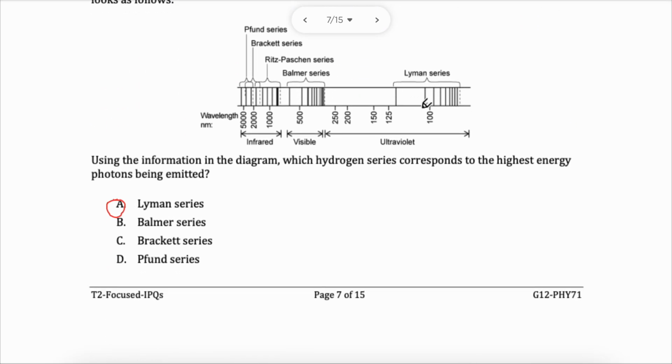This is the relationship. If you have Lyman series, that is ultraviolet light. Lyman series has the highest energy, and that's ultraviolet. And that drops at n equals 1. Then you have the Balmer series, which is visible light.